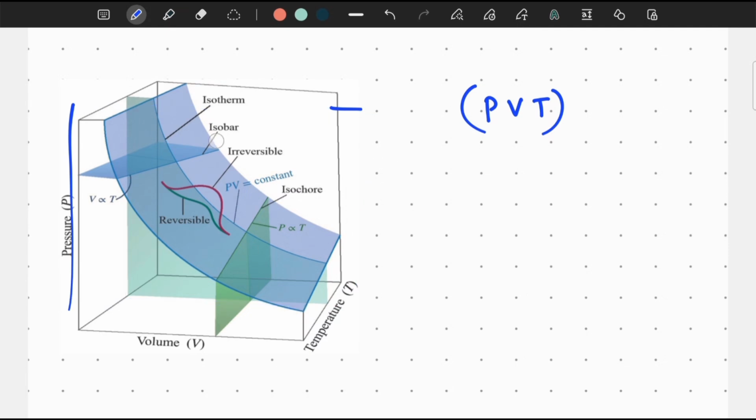So from this three-dimensional figure you can get two-dimensional plots: PV, PT and VT. Here you can see, as long as this is on the surface of this plane, this is the VT plot.